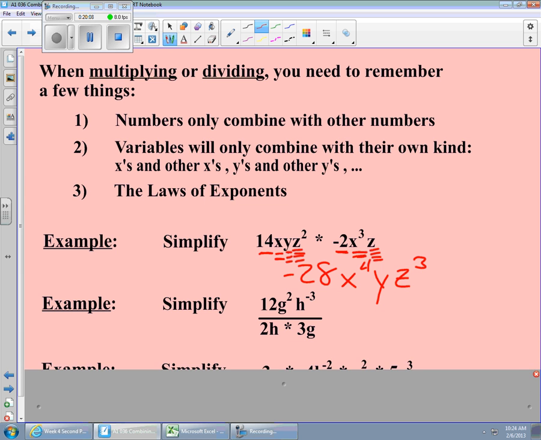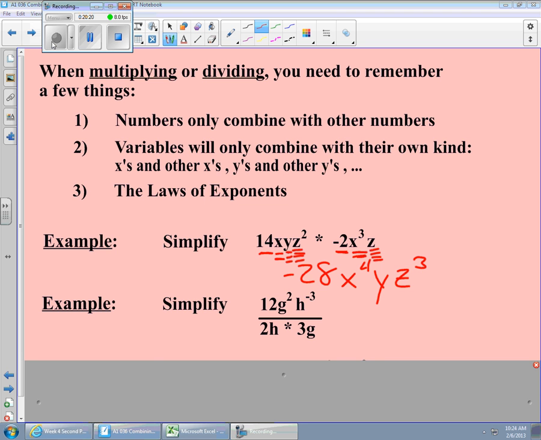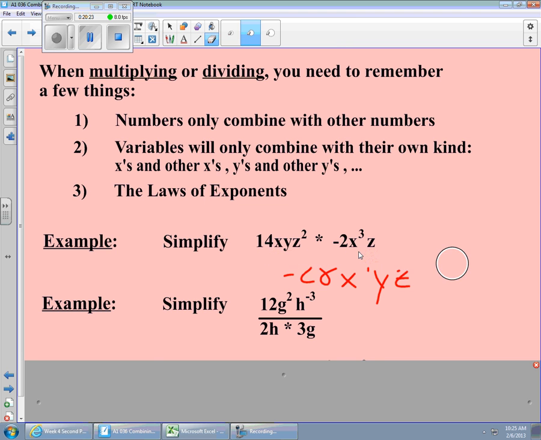Let's look at another one. Oh, this one's a division problem. It looks different, but it doesn't change much. It's also got some multiplication in it. Okay, I'm going to erase the first example to give us a little room.